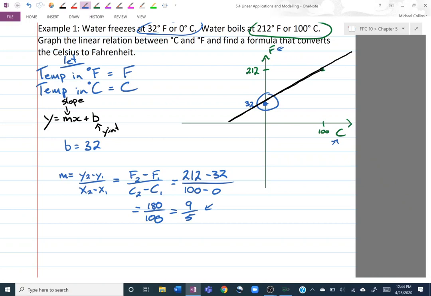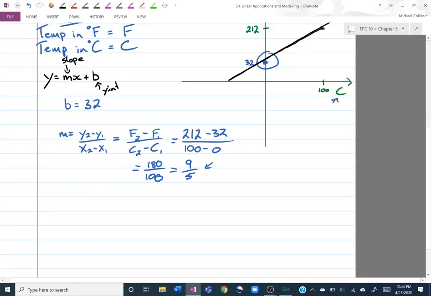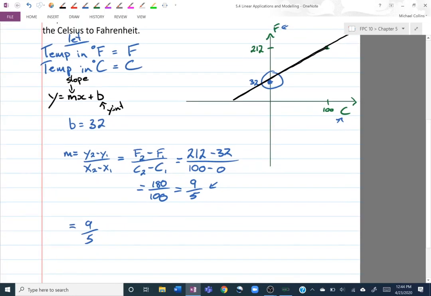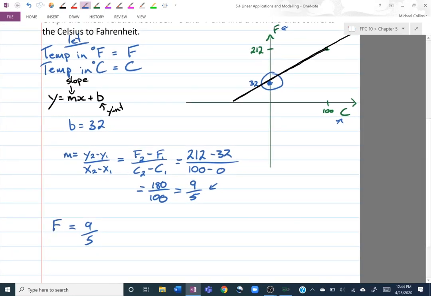So now I know what my answer is. If I reduce the fraction, I get 9 over 5. I've got y equal to m, 9/5. Sorry, I don't need my y, I want my f. F is y. So F is equal to 9/5 C plus 32.